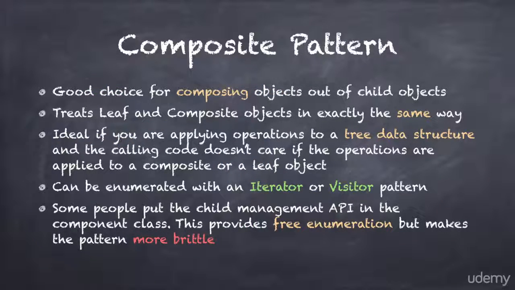The composite pattern lets you compose component objects out of 1 or more child objects. The pattern treats individual and composite objects in exactly the same way, and the pattern is ideal if you are applying operations to a tree data structure and the calling code doesn't care if the operations are applied to a composite or a leaf object. You can combine the pattern with an iterator or visitor pattern to provide enumeration support. Alternatively, some developers put the child management API in the component class. This also works, but it makes the pattern more brittle.